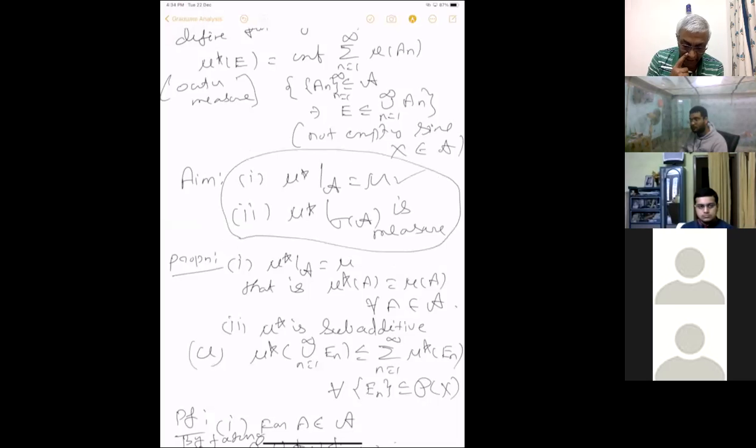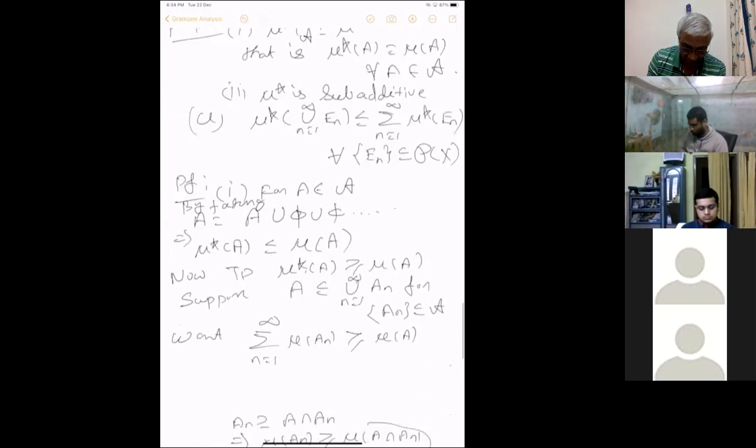Our aim is to prove 1 and 2. We have already verified 1. We want to prove 2. 2 is something to verify: mu star restricted to sigma of A, the sigma algebra generated by A, is a measure. That's what we want to prove. But we will define a more general sigma algebra containing the sigma of A and prove that it's a measure on that sigma algebra.